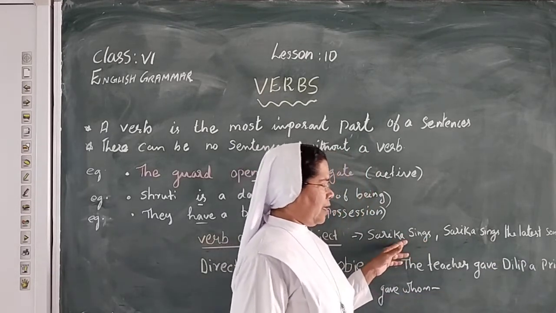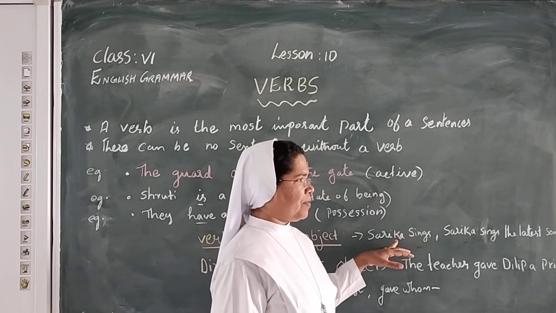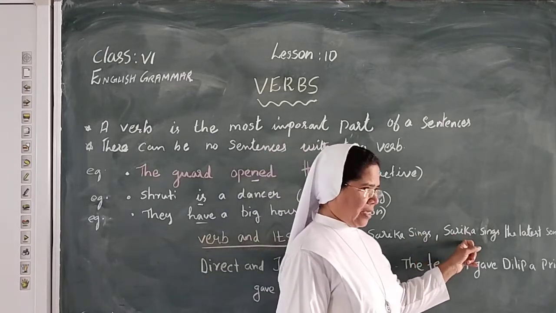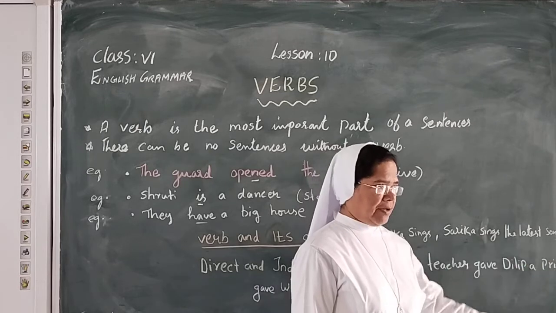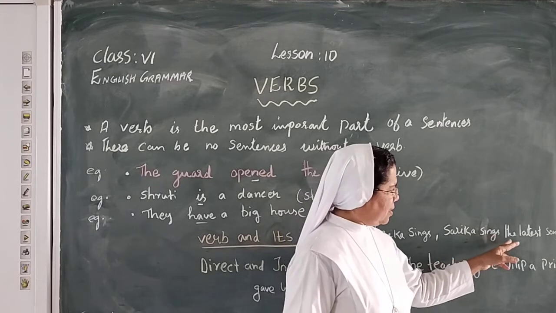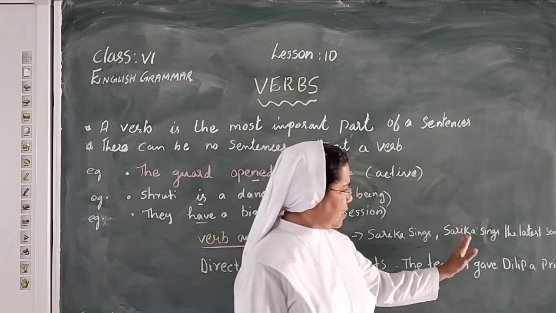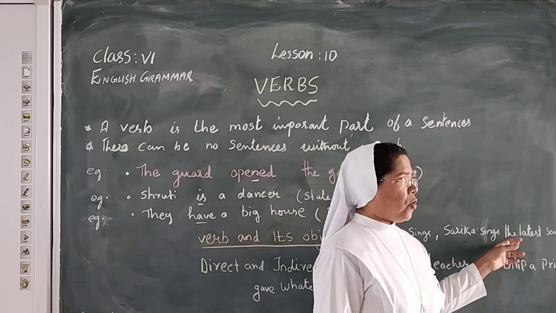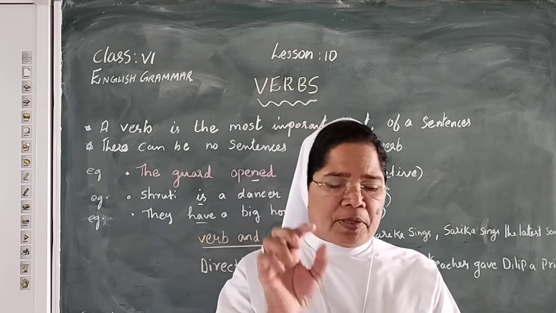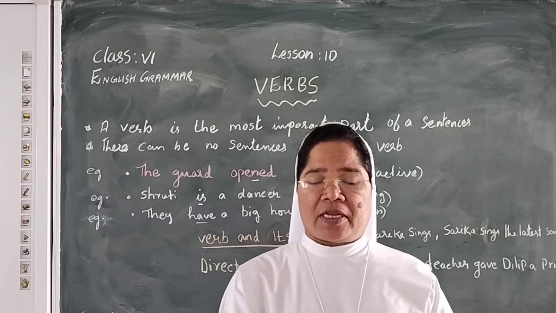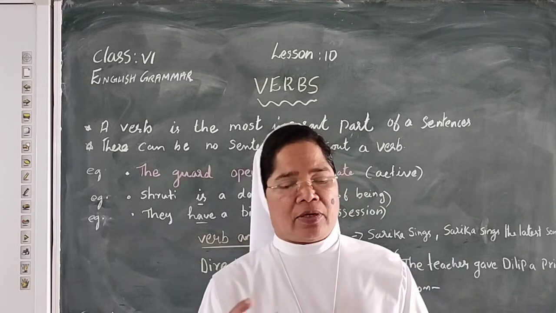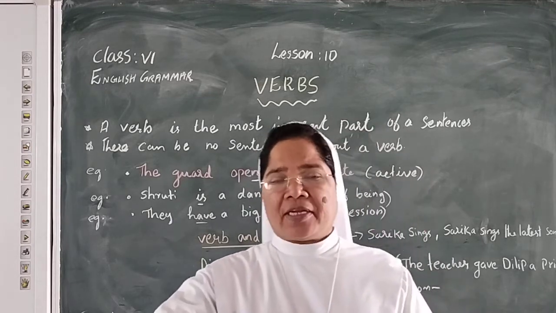The difference you can see. Here there are only two words: Sariya is the subject, sings is the verb, but there is no object. But in this sentence, Sariya sings the latest song. Sariya is the subject, and the latest song is the object. Most verbs need an object. Some sentences do not use an object, but most sentences need one.